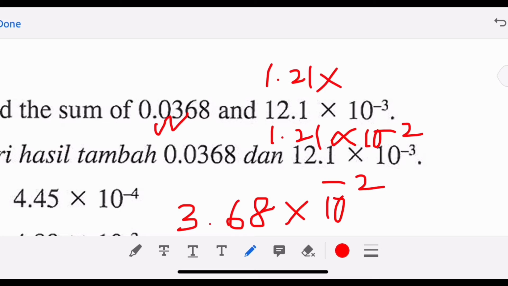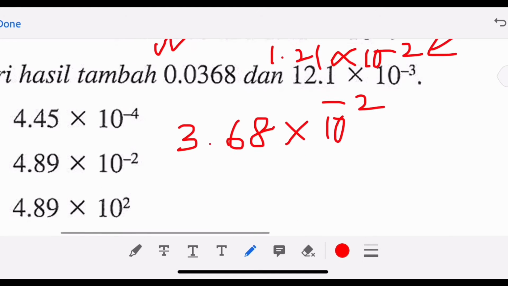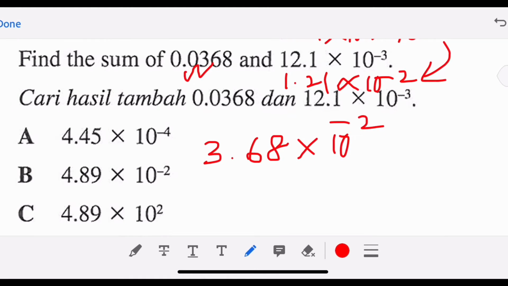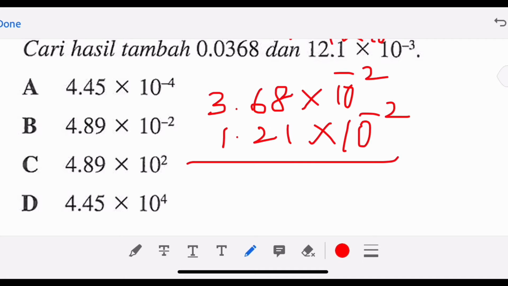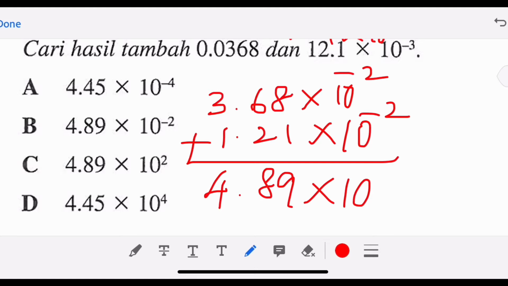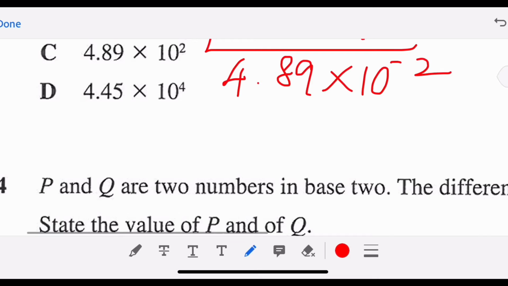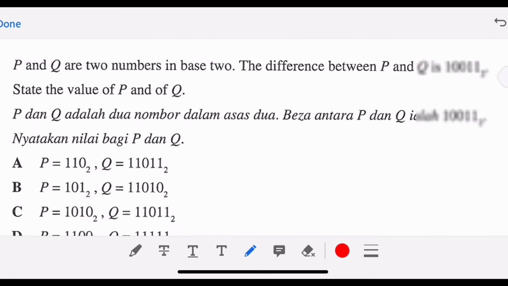Do you know how to convert this? You just write 12.1 as 1.21 times 10 power 1 and times 10 negative 3. So your answer is 1.21 times 10 to the power of negative 2, and you add the two standard form numbers. So it will be 4.89 times 10 to the power of negative 2. So you may use your calculator to double check your answer.